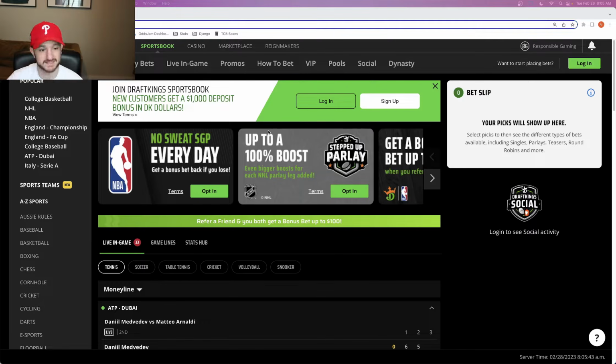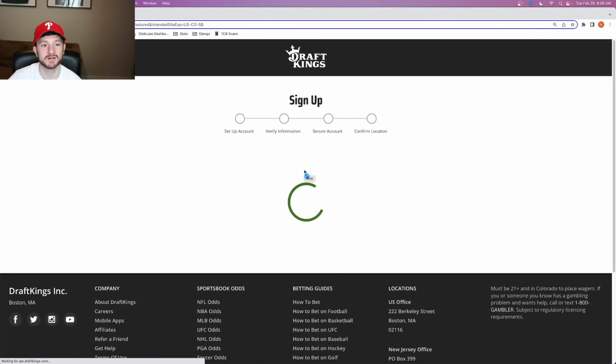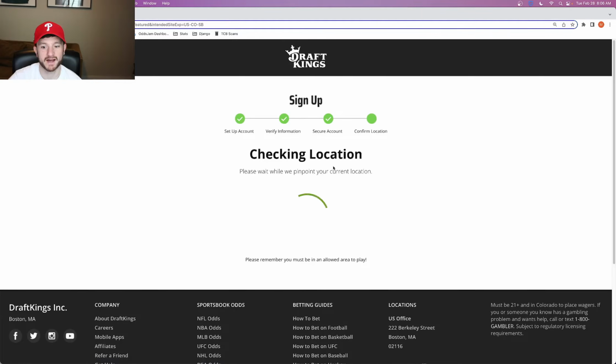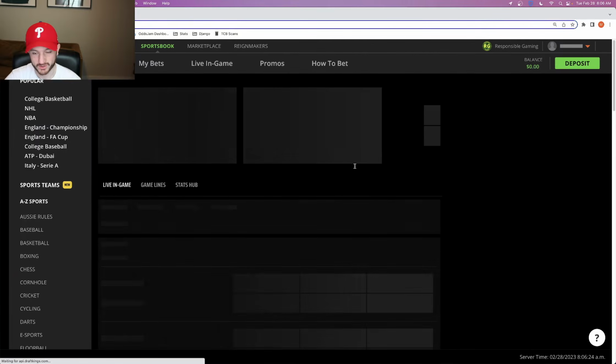sportsbook.draftkings.com. This is the home page of DraftKings. Now, in order to log in, this part is actually quite easy. You just click the login button at the top here. So then when you click that, your information will pop up, your email, your password. You need to click log in from there. It's going to verify your location, making sure that you are in a state where sports betting is legal and you are able to actually bet on sports there. Location confirmed, and here we go.